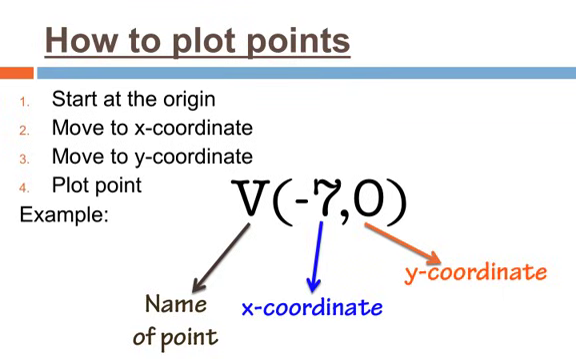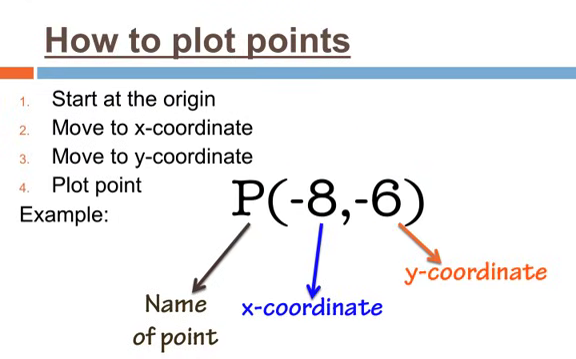How about V at (-7, 0)? Well, our x is negative 7, and because it's negative, we go to the left 7. And since our y is 0, we don't go up or down at all. We actually stay exactly where we are.